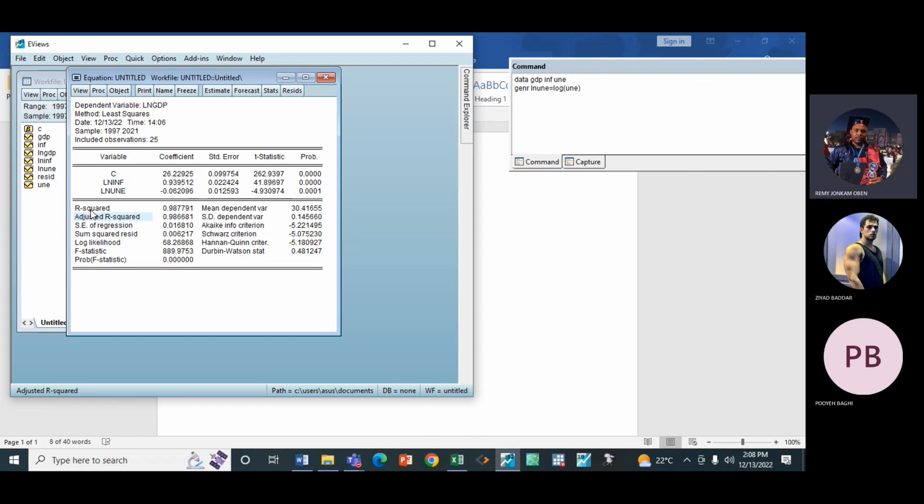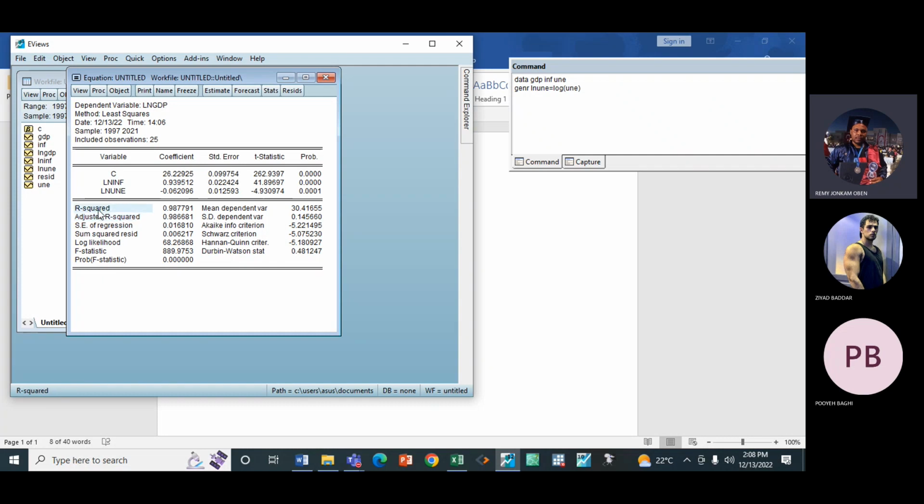Actually, R squared shows you explanatory power. Adjusted R squared also shows you explanatory power. Adjusted R squared is R squared, right? But it is the adjusted R squared. So whatever R squared is telling you, adjusted R squared is telling you the same thing. But the only difference is that with adjusted R squared, there is a punishment mechanism for adding more variables.